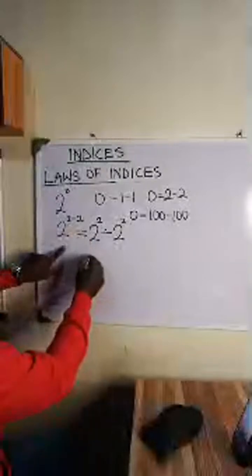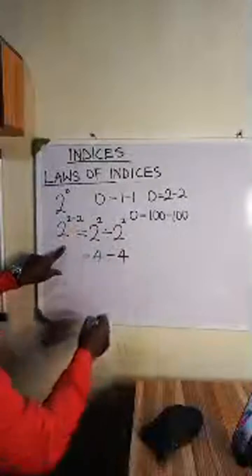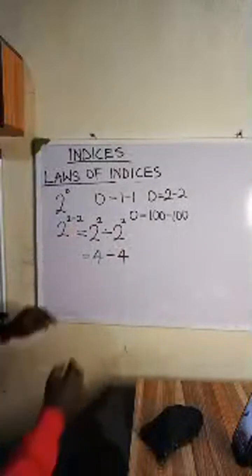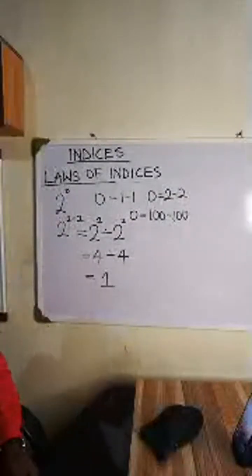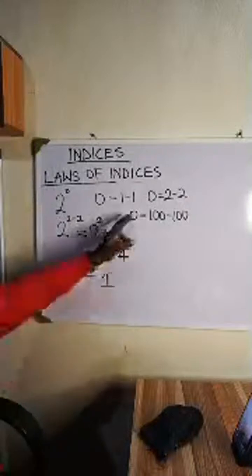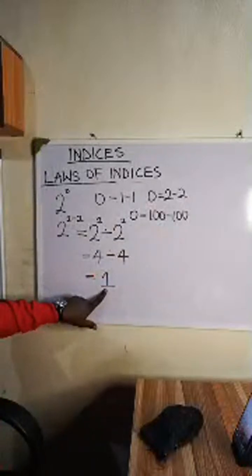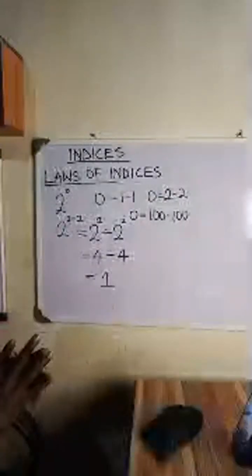So let's look at this closely. 2 to the power of 2 is the same thing as 4, divided by 2 to the power of 2, which is the same thing as 4. And 4 divided by 4 is going to give you 1. If you use any number at all to do this, you will end up with 1.